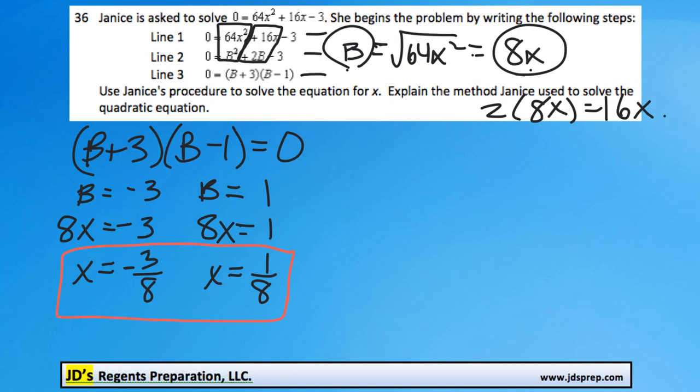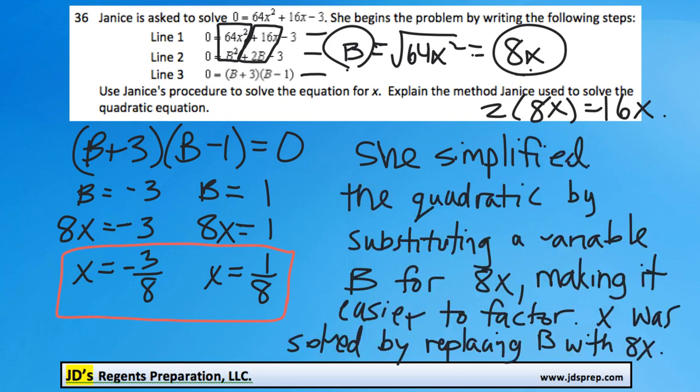Now the next part of the question says to explain the method Janice used to solve the quadratic equation. Essentially, what we did, or what Janice did, was she simplified. Actually, I'm just going to pause the video so I can write this faster. Okay, there we go. That'll save us some time.